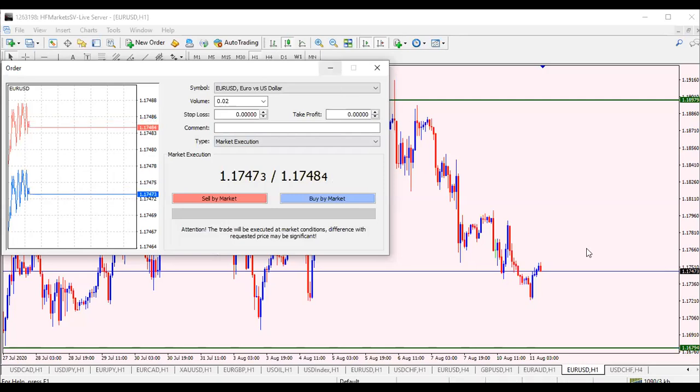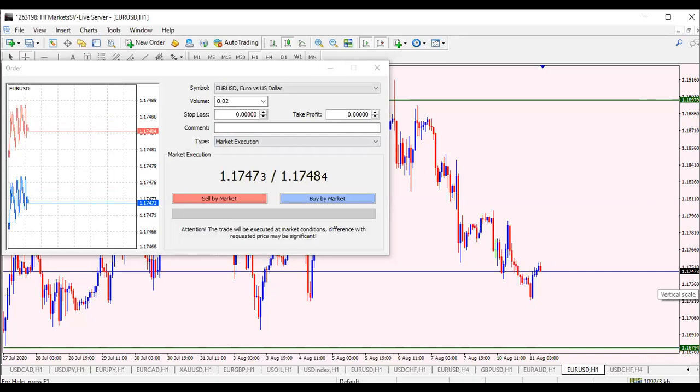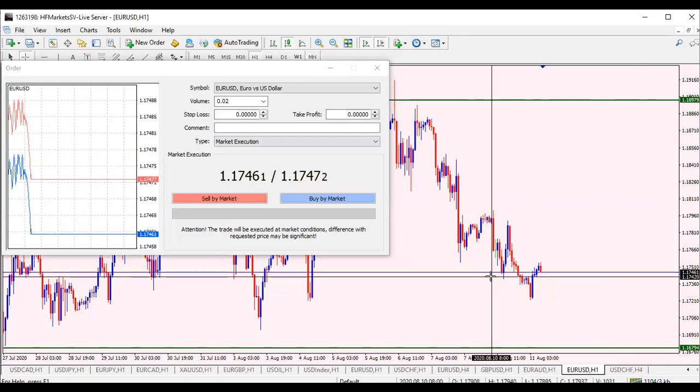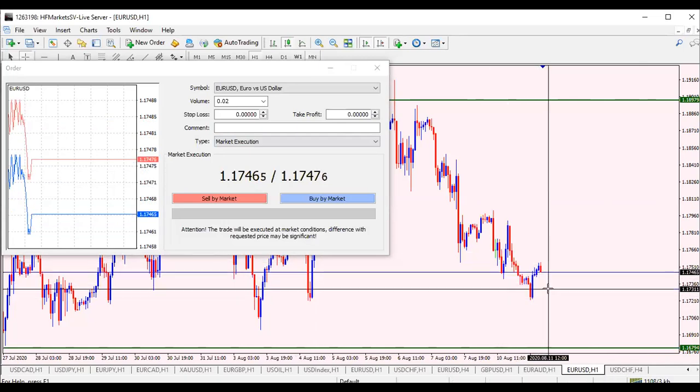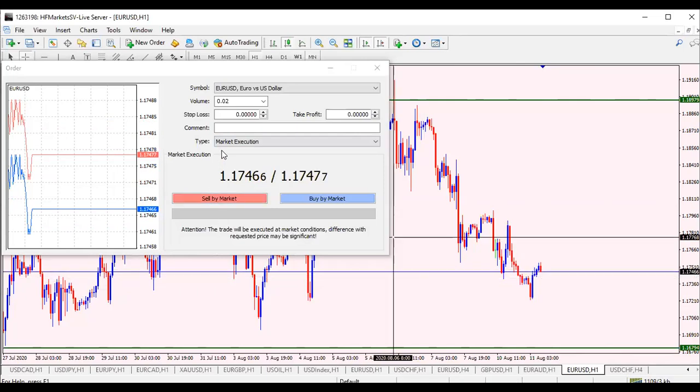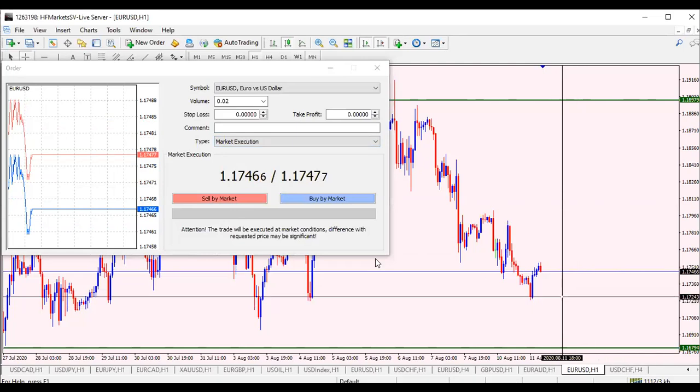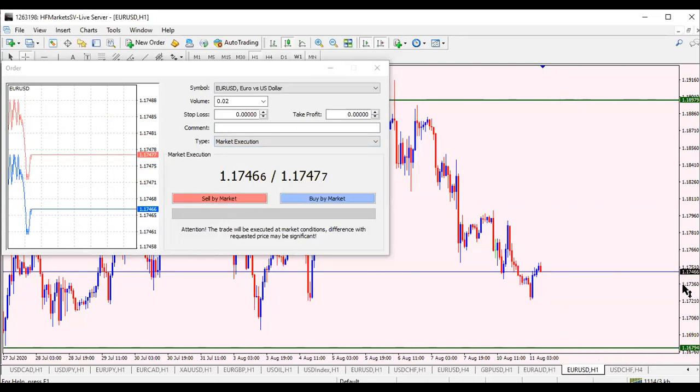Now let me explain what I mean. Look at the present price of the market. It is changing now, because the market is moving. As of now it is 1.174. Maybe the person sees this candle coming down and immediately sells. The person who makes use of market execution just clicks on sell or clicks on buy. So he is buying or selling at the price of the market.